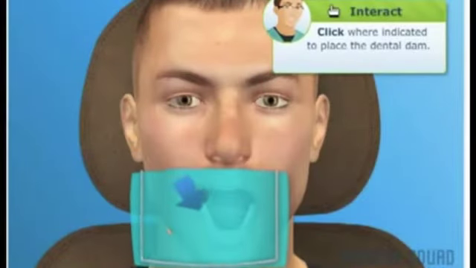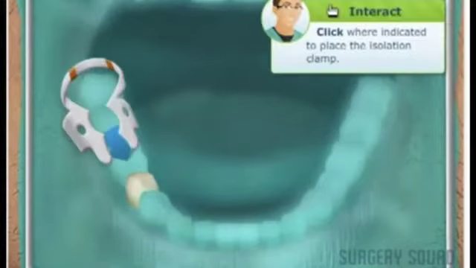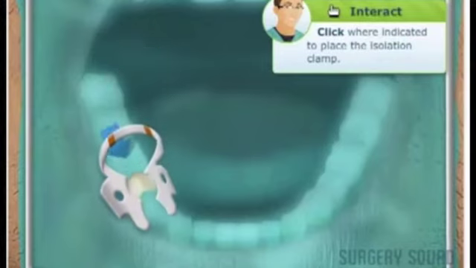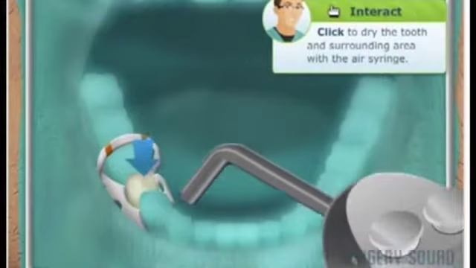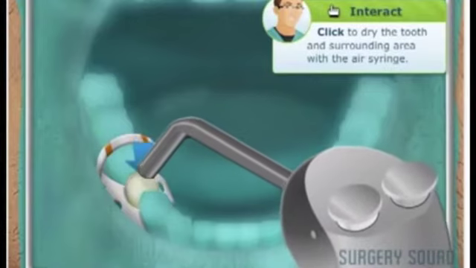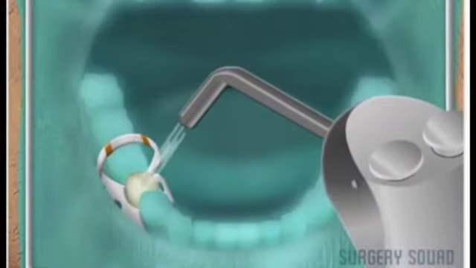Once the rubber dam is in place, put on a tooth clamp to keep it from moving. Next, we'll need to dry out the tooth as much as possible using our air-water syringe. So far, so good. Now that the tooth has been isolated, we can create our access cavity in the tooth using our drill.